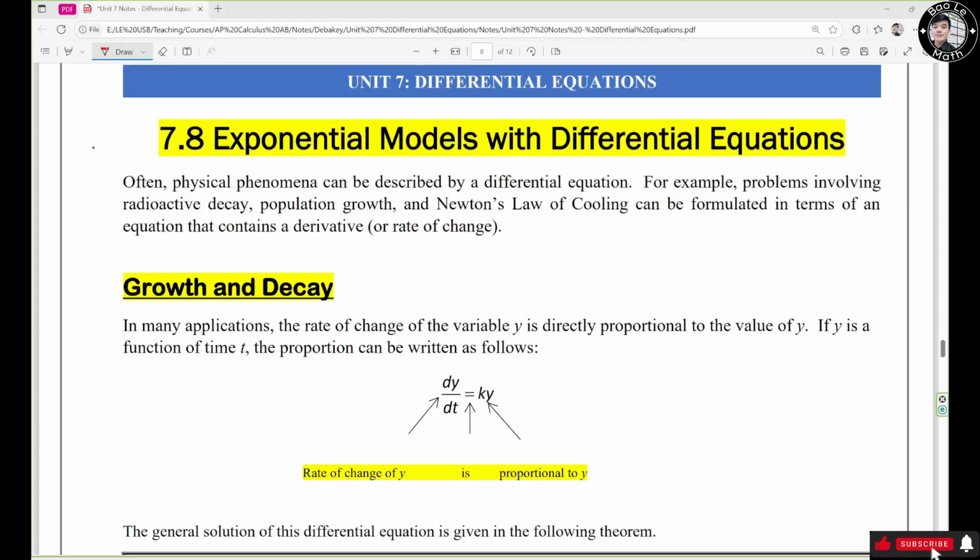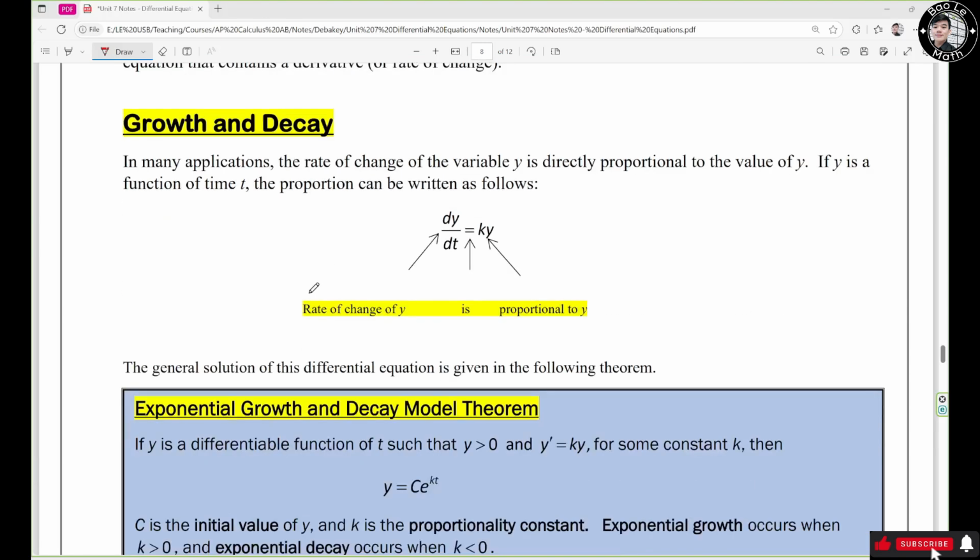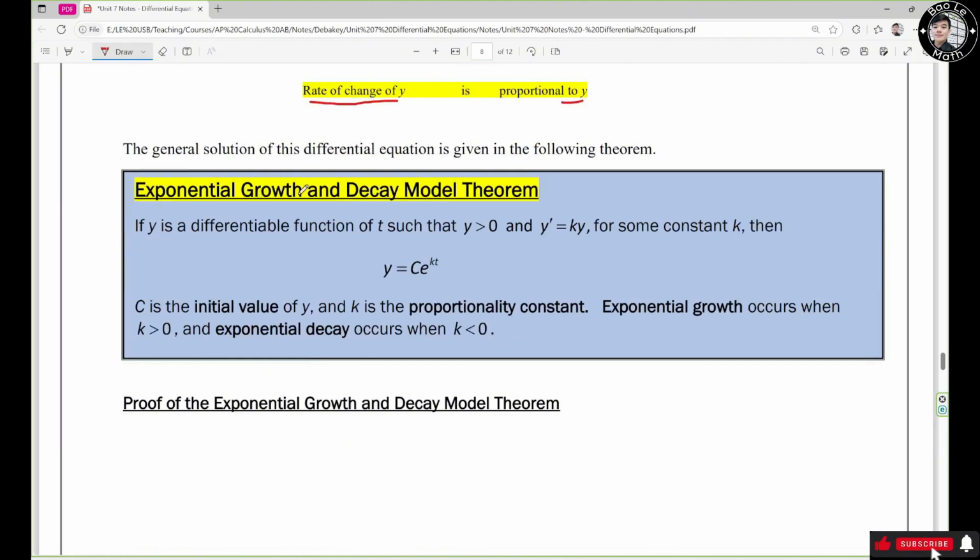We're going to explore topic 7.8, exponential models with differential equations. First we're going to talk about the growth and decay function. In many applications, the rate of change of the variable y is directly proportional to the value of y. If y is a function of time t, the proportion can be written as follows: dy over dt equals k times y.